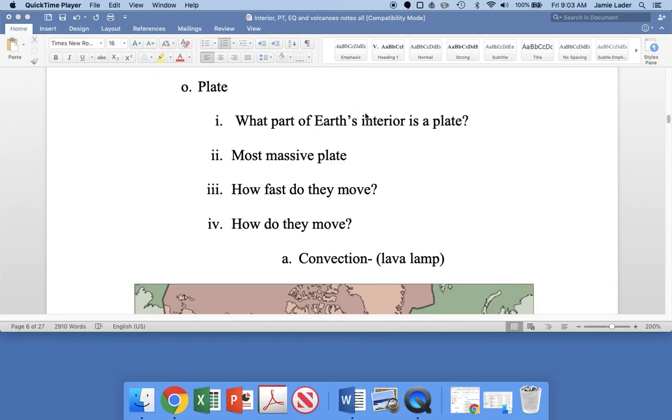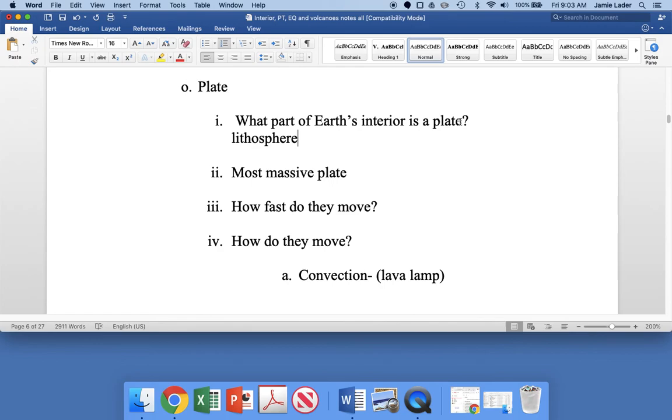The reason we started with Earth's interior is because I wanted you to know what part of Earth's interior is a plate. The part that is a plate is called the lithosphere. Remember, the lithosphere is all of the crust and the very upper mantle that moves as one big slab. The biggest plate is the Pacific plate. Plates move about the same speed that your fingernails grow, anywhere between 3 and 8 centimeters per year. If you didn't cut your fingernails, they'd be about 2 to 4 inches long by the end of the year, so that's anywhere between 1 and 3 inches per year. That just gives you an idea.